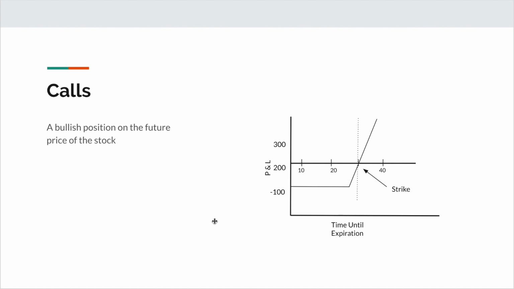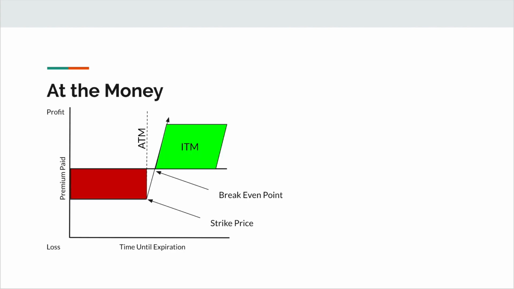We'll talk about the differences and which contracts are more favorable to buy based on multiple different factors that go into it. But for now, we're just trying to explain what in the money, at the money, and out of the money contracts are.